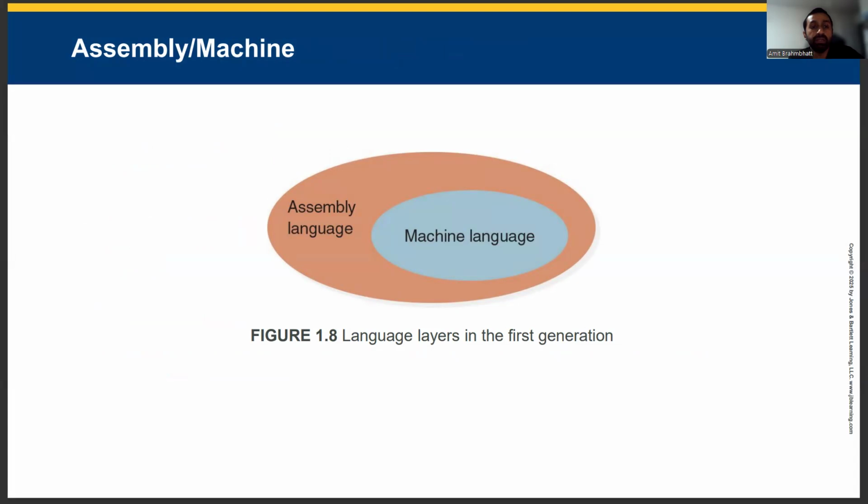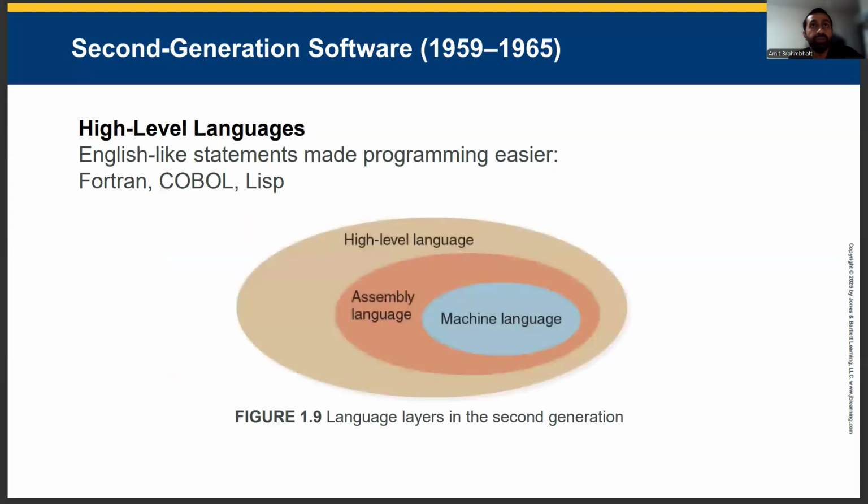Second generation software. High level languages emerged like Fortran, COBOL, and Lisp, bringing English-like syntax that dramatically improved programmer productivity. Compilers translated this code down to machine instructions. This layer is a prime example of abstraction. Developers think in terms of algorithms and data structures rather than registers and opcodes, enabling broader participation and faster development.